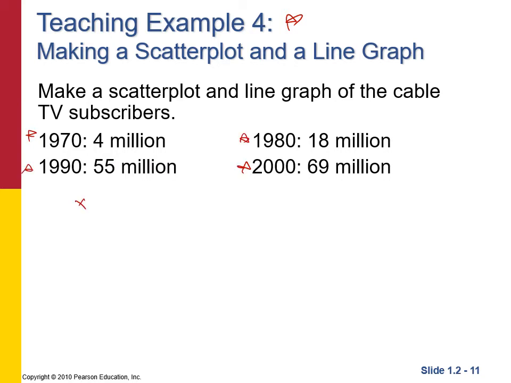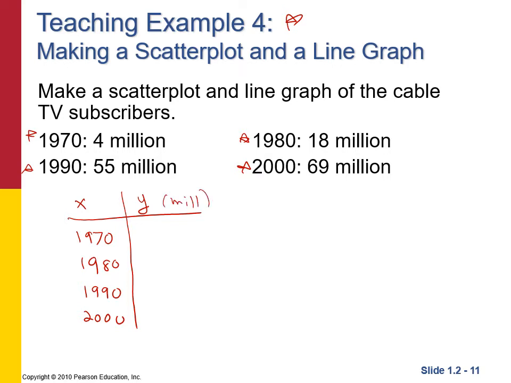Okay, so really we have x and y. Typically time is your x values. You have 1970, 1980, 1990, and 2000. Notice that I'm just going to put millions here, and we're going to do 4, 18, 55, and 69. Now these are TV subscribers. I'm curious to see how many TV subscribers we have in 2018, that's almost 20 years later. It would be interesting because we've diversified the way we watch TV.